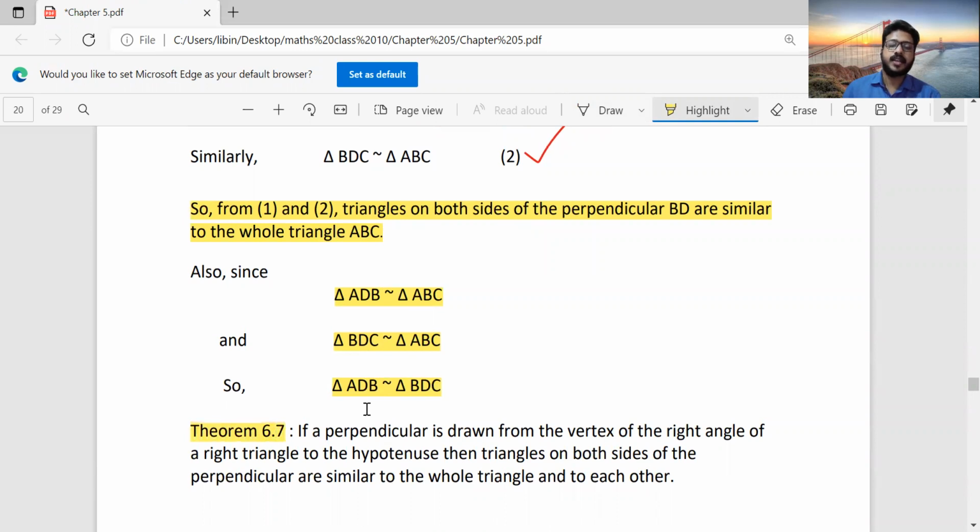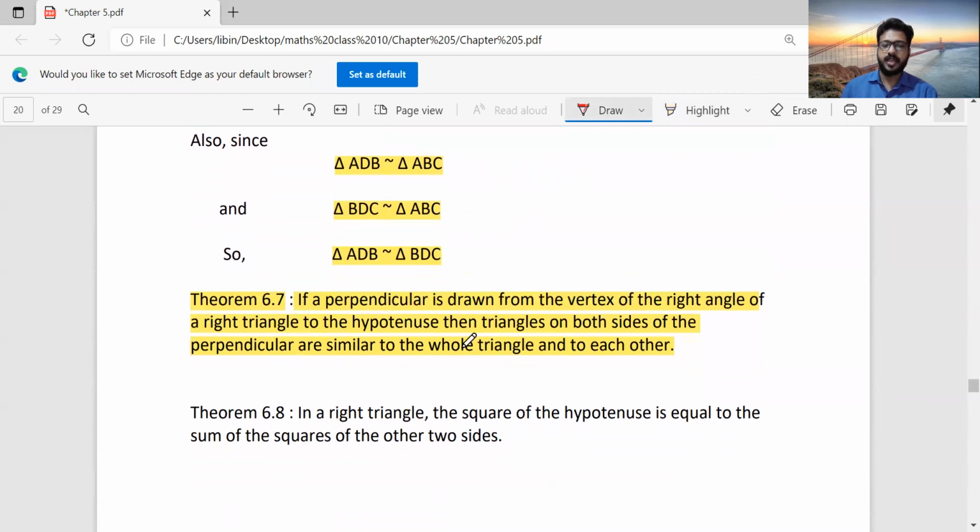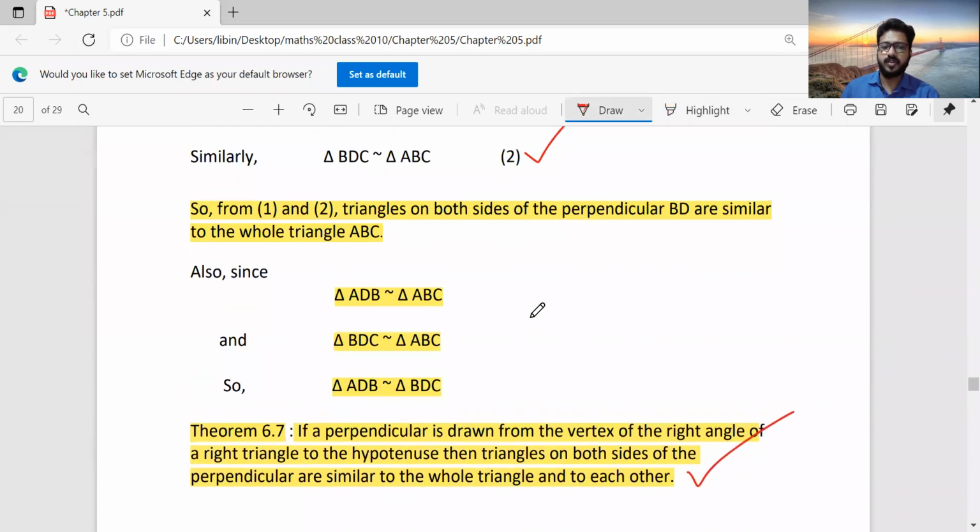So let us see theorem 6.7. If a perpendicular is drawn from the vertex of the right angle of a right triangle to the hypotenuse, then the triangles on both sides of the perpendicular are similar to the whole triangle and to each other. This result we have proved now, so we don't need the proof, but we will be using this theorem to prove our Pythagoras theorem.